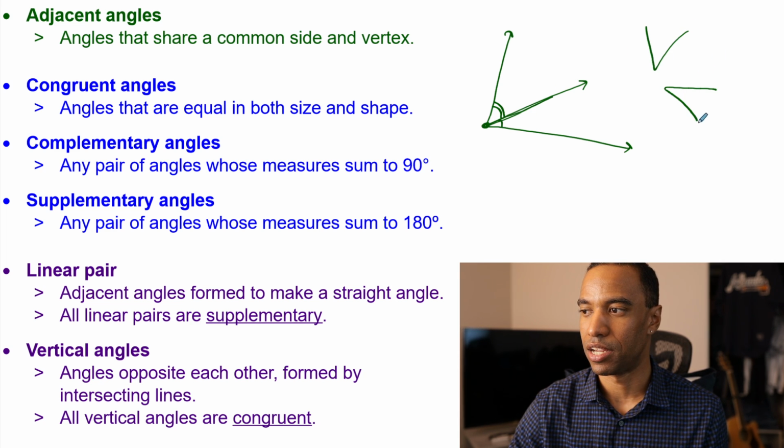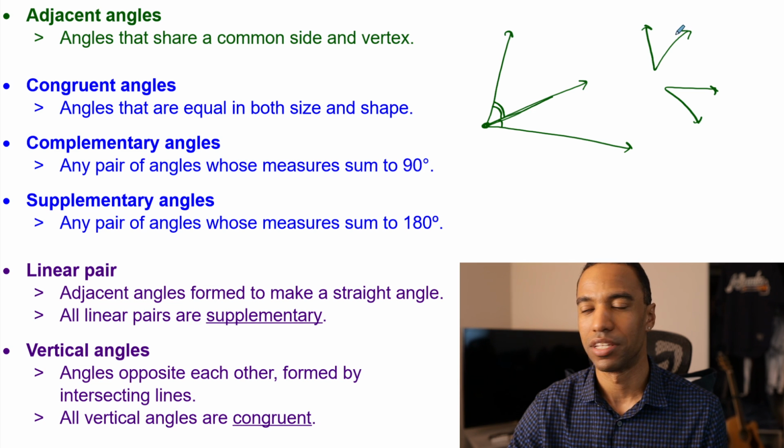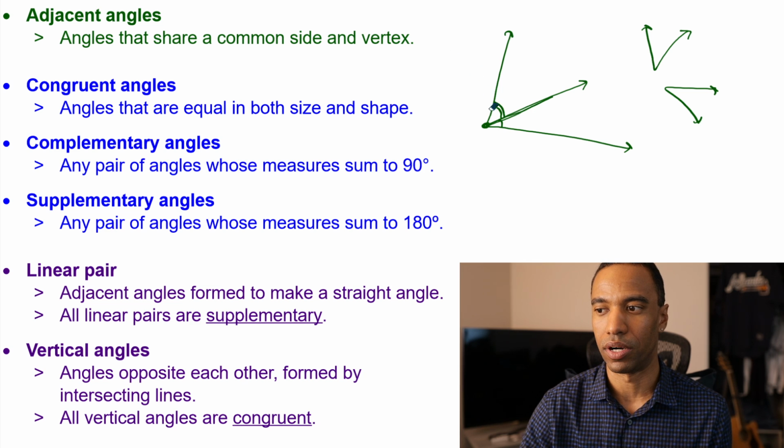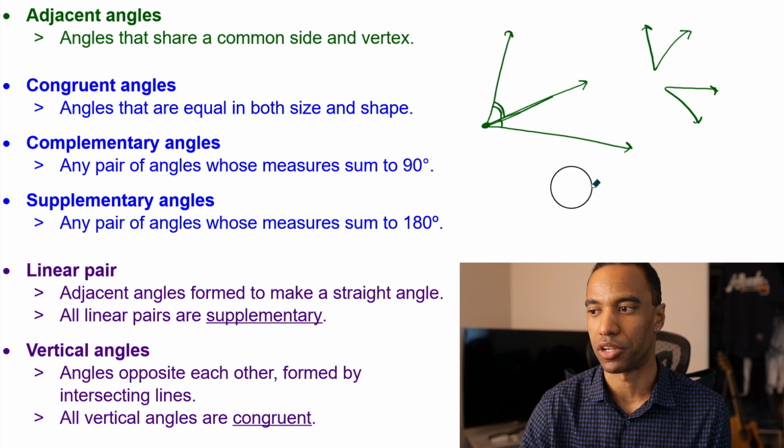These two angles right here are not adjacent angles. They don't share a common side or common vertex. There are different things that we can say are adjacent or non-adjacent, but when you see the word adjacent, I want you to know that they're next to each other.